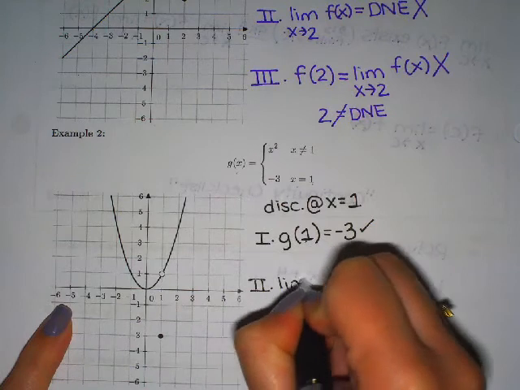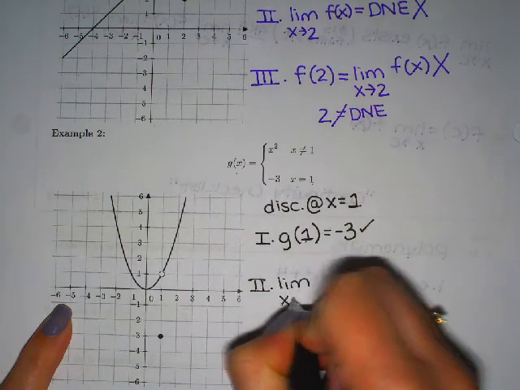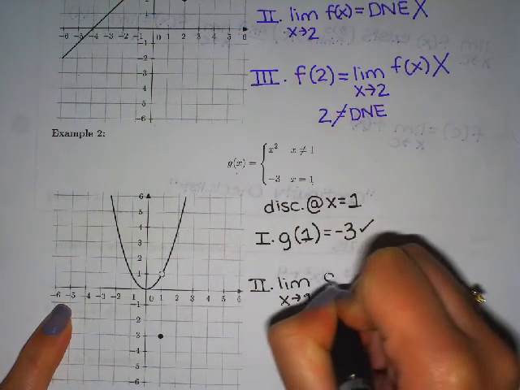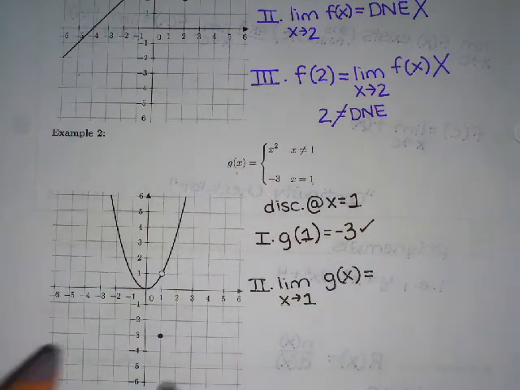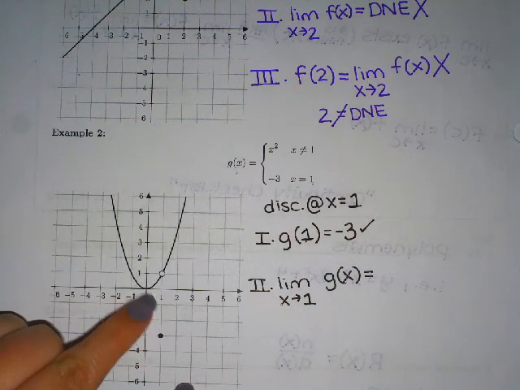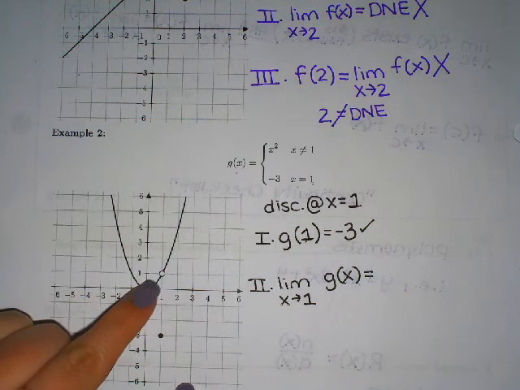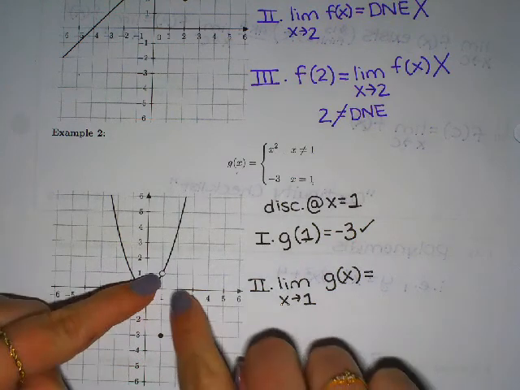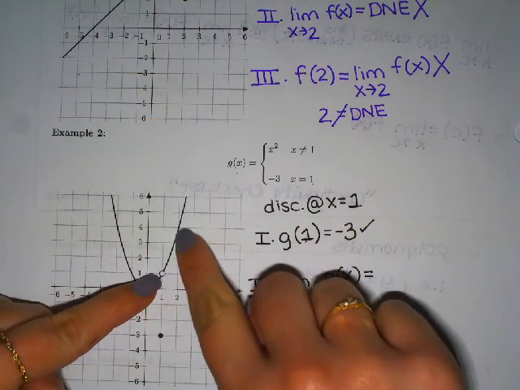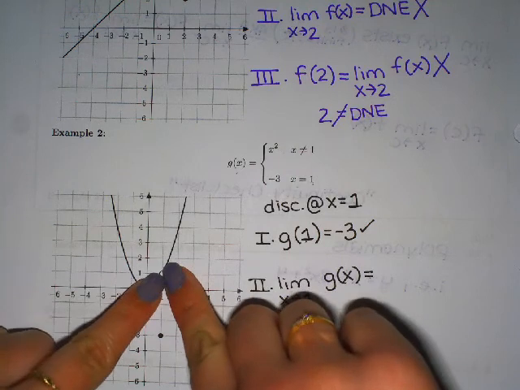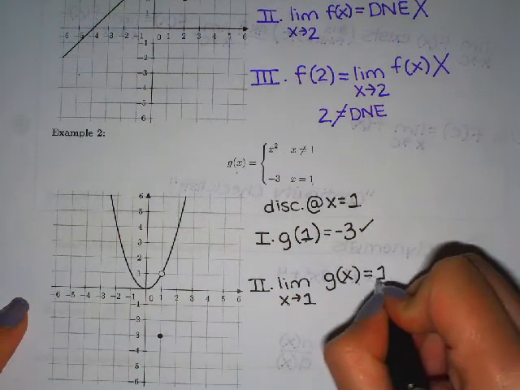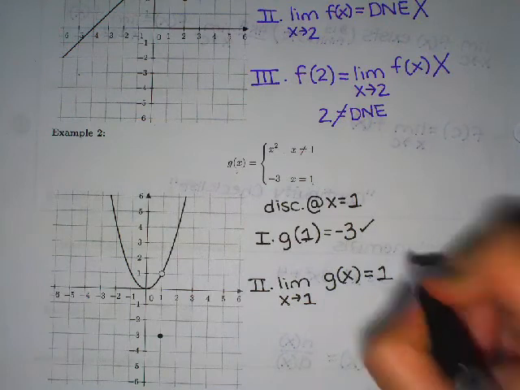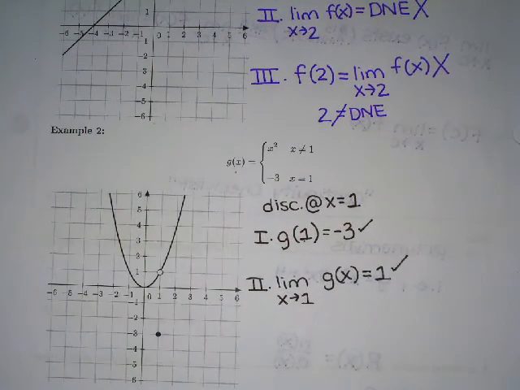Second property says it has to have a limit. So limit as x goes to 1 of g of x. So we're going to follow in from both sides. So from the left of 1, maybe follow in from 0. I get up to 1 in the y value. And from the right of 1, I would hop in up here, go down, and I would get to 1 as well. So does my limit exist? Yeah, it's 1.